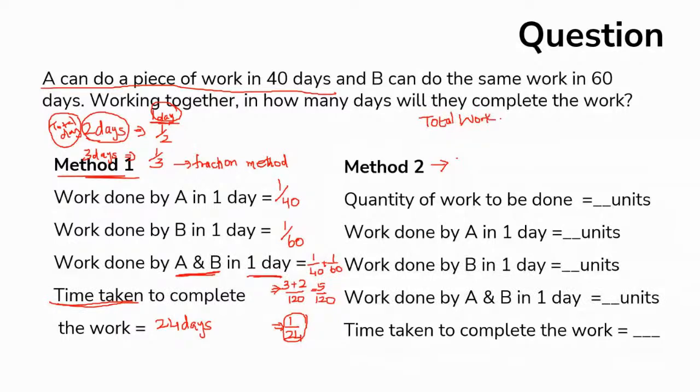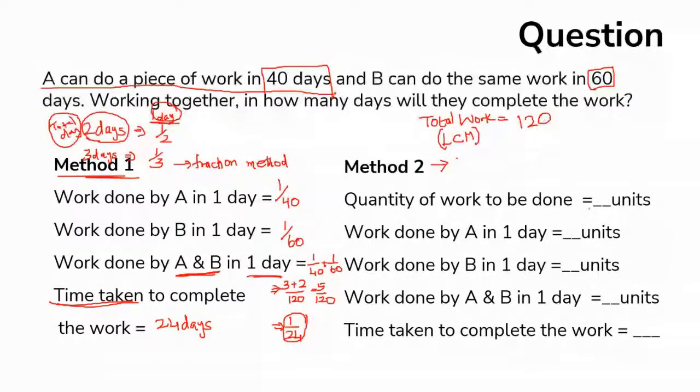So what we do is we try to calculate the total work by assuming a value. So what kind of value should we assume here? We can't take any random values. In such scenarios, we'll be taking LCM of the given numbers. A can complete the work in how many days? 40 days. And B can complete the work in 60 days. So we'll be taking LCM of these two values, and it is going to be 120.